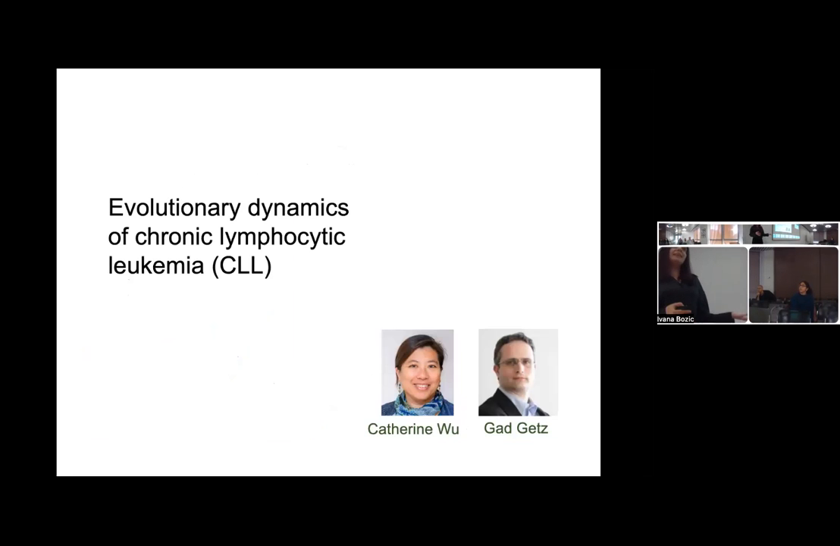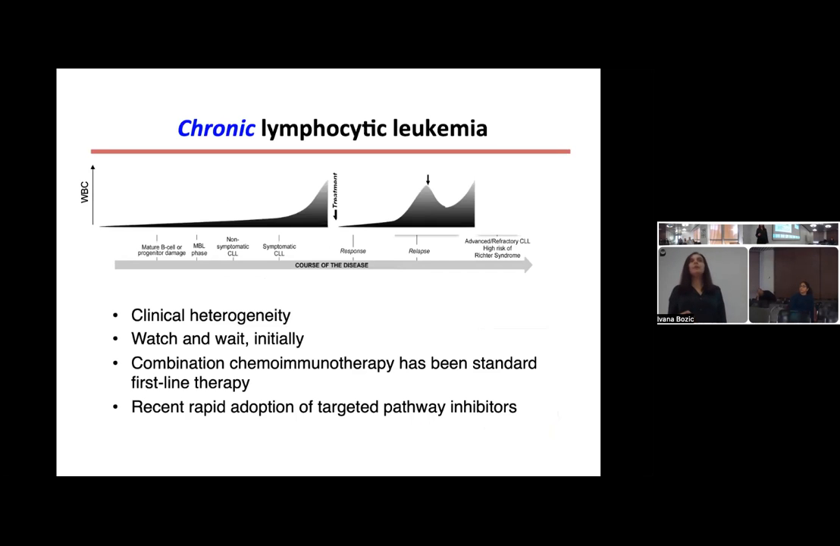So for the second half of my talk, I will be talking about a different cancer type, which is chronic lymphocytic leukemia. Most of this work was done in collaboration with the labs of Kathy Wu from the Dana-Farber Cancer Institute and Gary Gatz from the Broad Institute in Boston. So first, a bit of intro into CLL. It's a B-cell malignancy, and tumor burden can be tracked very well in this cancer by just taking a simple blood count and looking at the number of white blood cells.